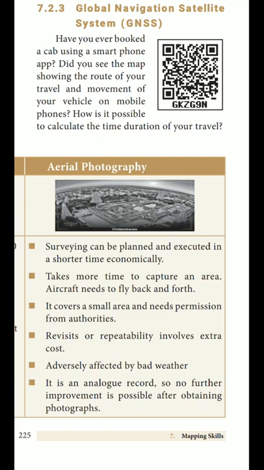Satellite remote sensing, satellites circle the Earth, they can repeat and revisit easily. But here, revisit or repeatably involves extra cost. If it is done, we want to spend a lot. Next, adversely affected by the bad weather. But satellite remote sensing won't be affected by any weather conditions. But aerial photography is affected by the weather conditions. Here it is an analog record, so no further improvement is possible after obtaining the photograph. Okay students, today that's all.